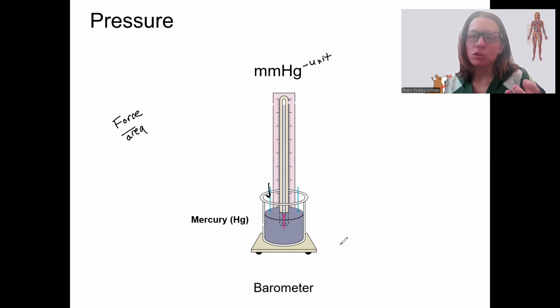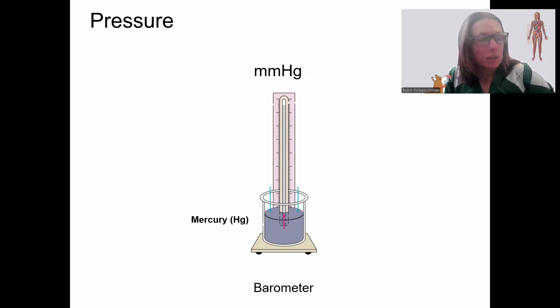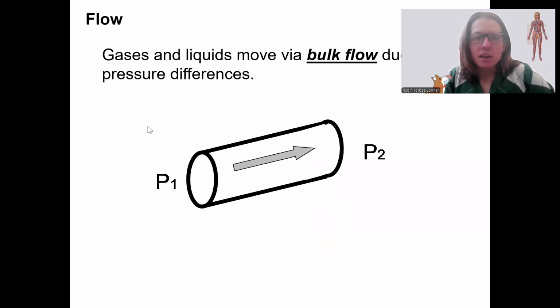They're detecting the force over a given area. And then the units for that is millimeters of mercury. The reason it's millimeters of mercury is because historically this was measured in mercury by a barometer. So it's more of historic units. Okay, pressure is important because it is going to allow for flow. So let's look at that.